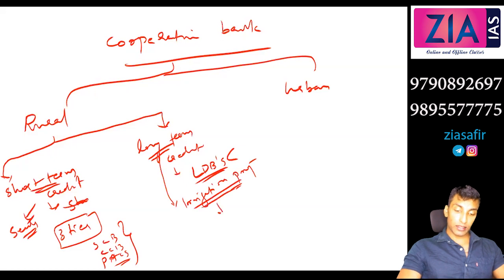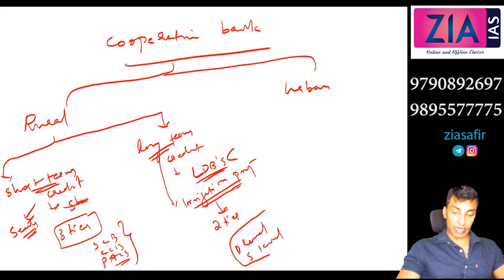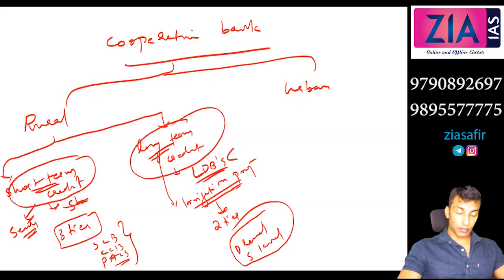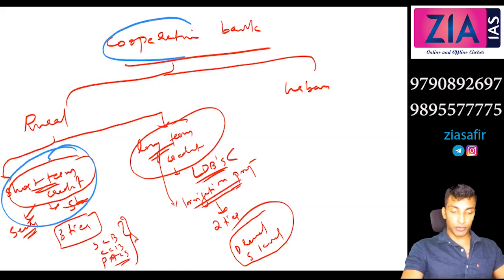Here there is a 2-tier structure. There will be district level and state level. So there is no village level. In case of short-term credit, it is 3-tier. Whenever we discuss cooperative banks, we basically refer to this part. Automatically, when we talk about cooperative bank, we refer to this part.